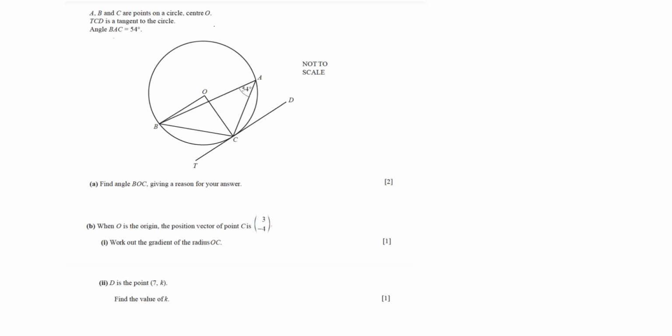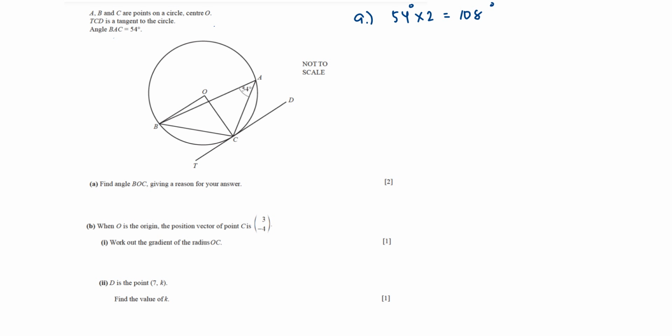Okay, let's answer letter A, angle BOC. Find the angle BOC. Give a reason for your answer. For letter A, since the angle at the circumference here is 54, and we are going to find the angle at the center, we're just going to multiply it by 2. So 54 times 2 is 108 degrees.